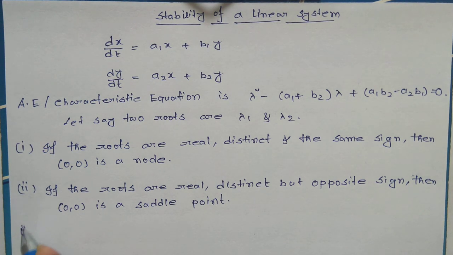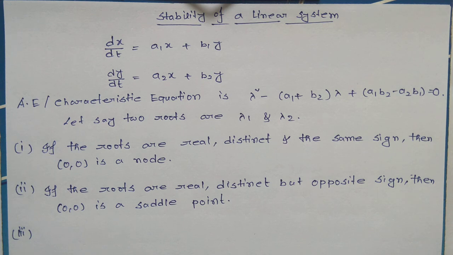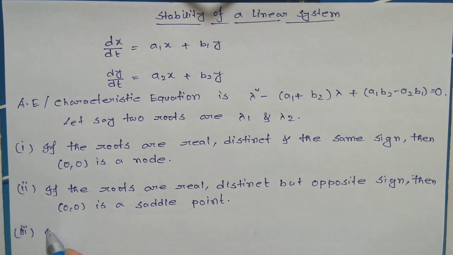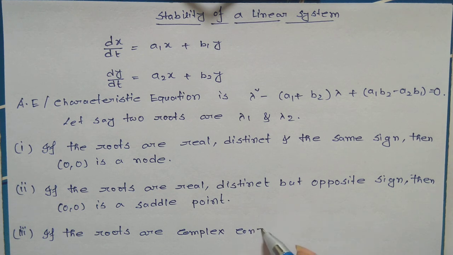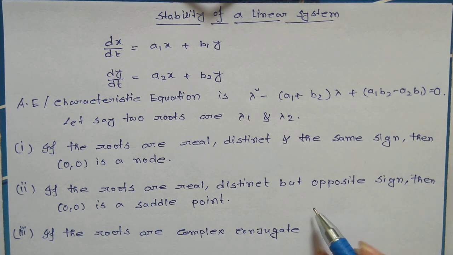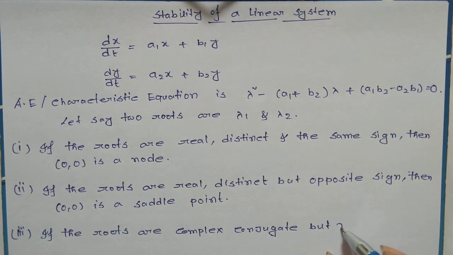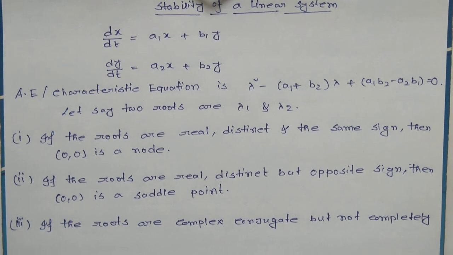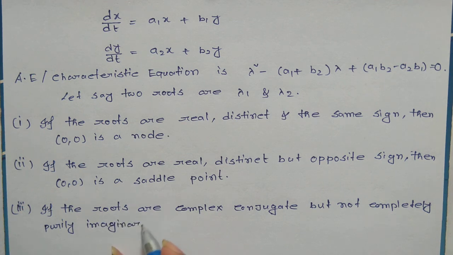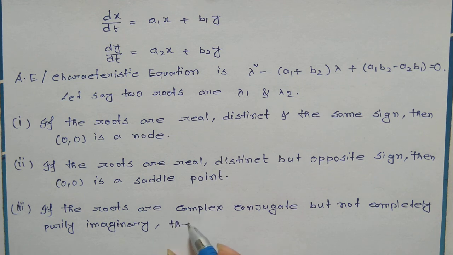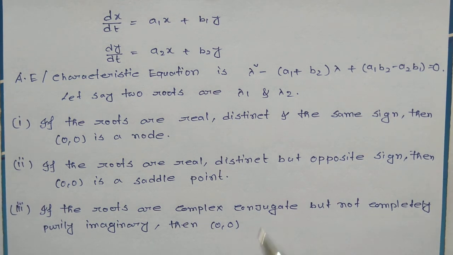Okay, third, if the roots are complex conjugate, but not purely imaginary, then (0,0) is a spiral.